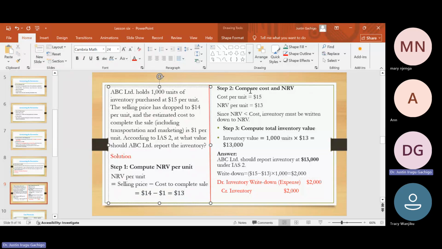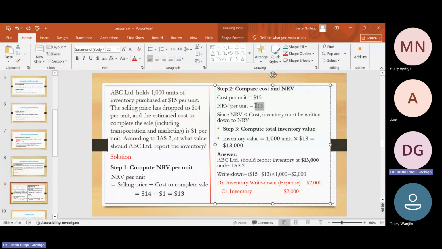The second step is for you to compare the cost and NRV. Cost per unit is 15 shillings. The amount that you are going to realize when you sell is 13. Therefore, we have said you record the asset at the lower of NRV and cost. Since NRV is less than the cost, the inventory must be written down to NRV. The difference between the cost and the amount that you realize is a write down, so we are going to write down the difference. Step 3 is to compute the total inventory value. The inventory value will be 1,000.